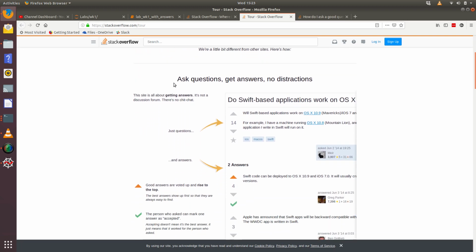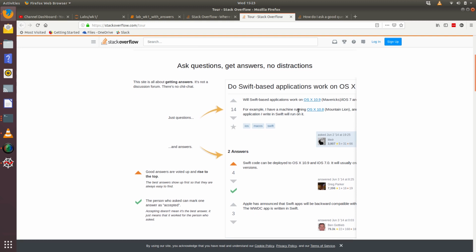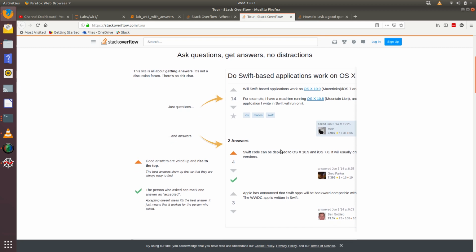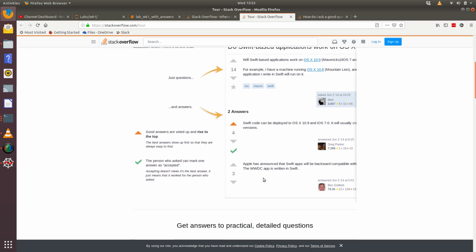So what is Stack Overflow? Well, it's a place where you can ask very specific programming questions. It's not a forum, so it's not a place where you will have discussion. You will find answers to your problems, and there may be multiple answers. So here's an example. Somebody is asking a question about something called Swift. Don't worry what that is. And then you can see there's two answers to that.